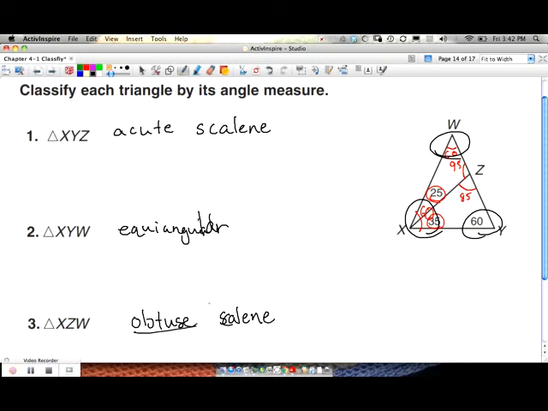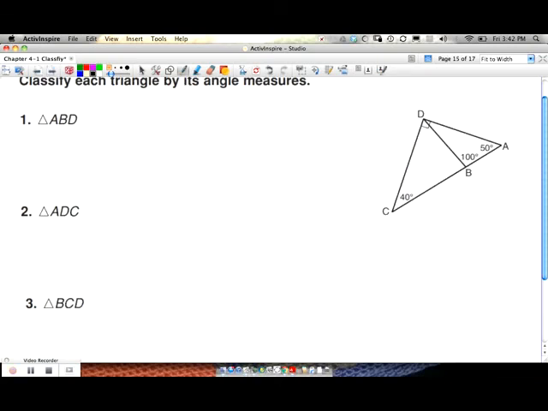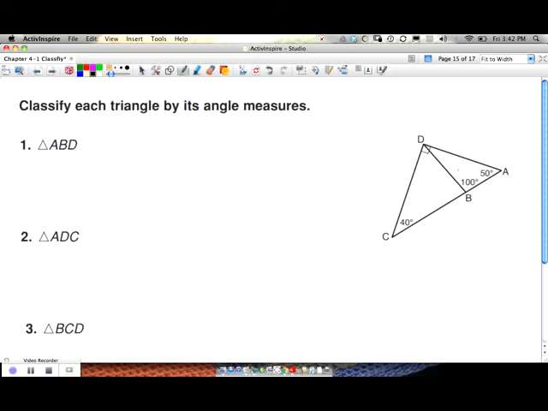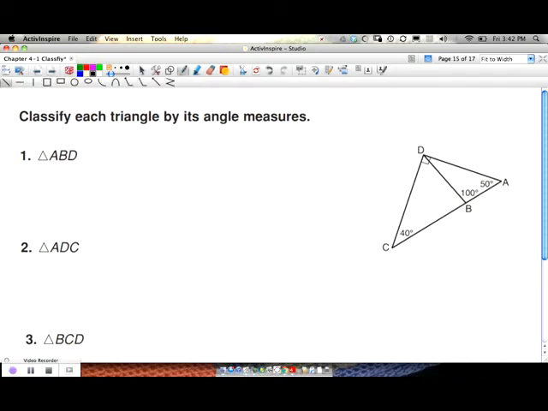Next, classify each triangle by its angle measures. Again, we keep coming back to this idea, so let's color code it again. We'll start with ABD. ABD is going to be A to B, then B to D, then back to A again. If I look at that, I have 100 degrees in there. And if that's 100 degrees, then I know that it's going to be obtuse. And the 2 angles don't match, and this one up here is going to be how much? Not 40, 30. So that's going to be obtuse and scalene because nothing's equal, no equal signs.